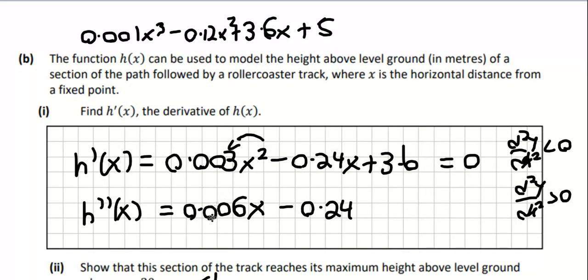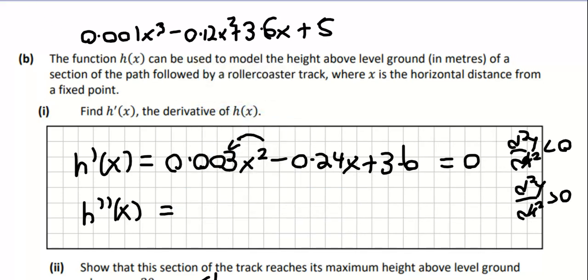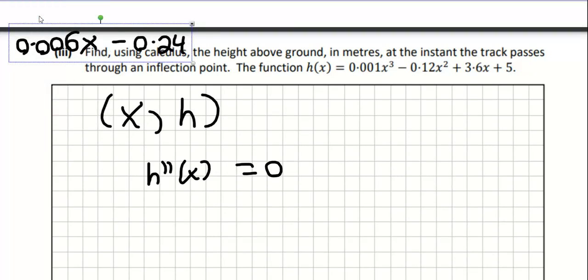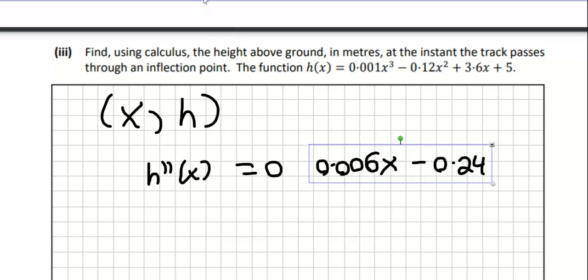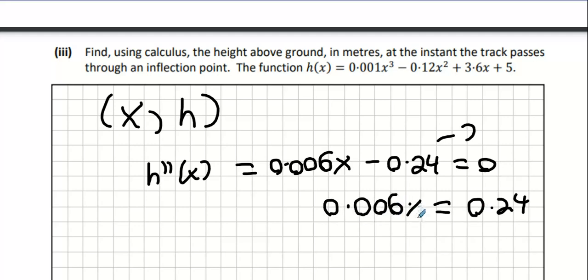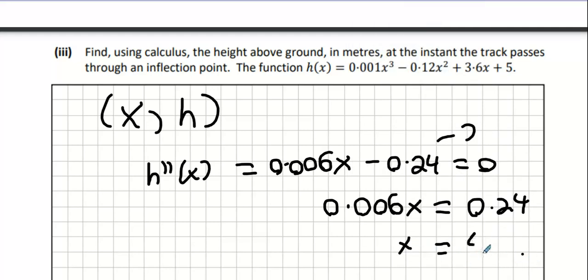And we already have the second derivative. That's it here. I'm going to copy and paste this over. Cut, bring this up here, and paste, that's my second derivative. And this second derivative has to equal 0. So we're going to transfer that over to the other side. And we're going to get 0.006x equals 0.24, so x equals 0.24 divided by 0.006. And we get an answer of 40. So we're going to get x equals 40.